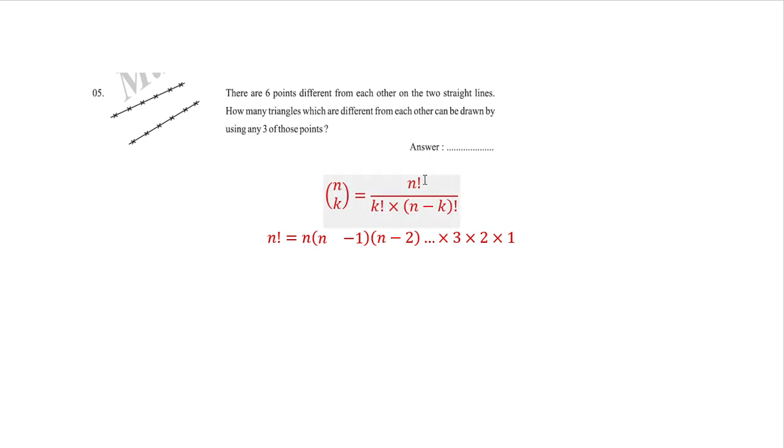Here you have this exclamation mark for each of these, right? This exclamation mark is called the factorial. Which means n choose k is n factorial divided by k factorial times the factorial of n minus k.